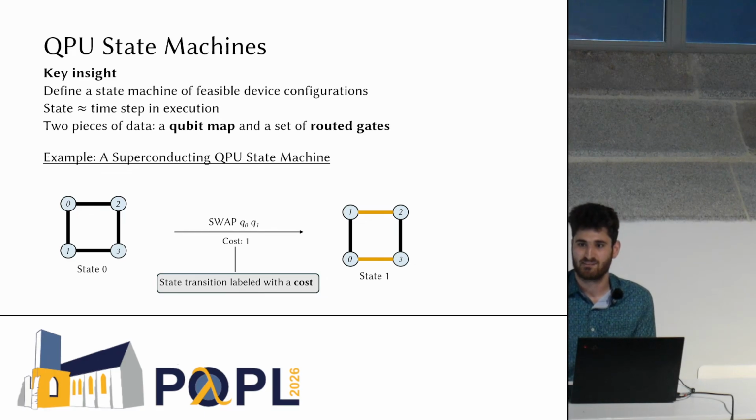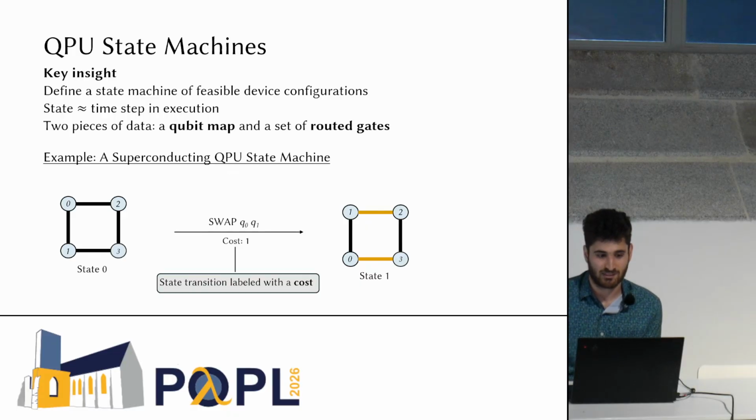So what that means is that it carries 2 different pieces of data. One of them is the qubit map, which tells us where the qubits that appear in our circuit are physically located in the device. And then the other is a set of routed gates, which are gates that we are able to execute in parallel and that we are executing in parallel in this time step.